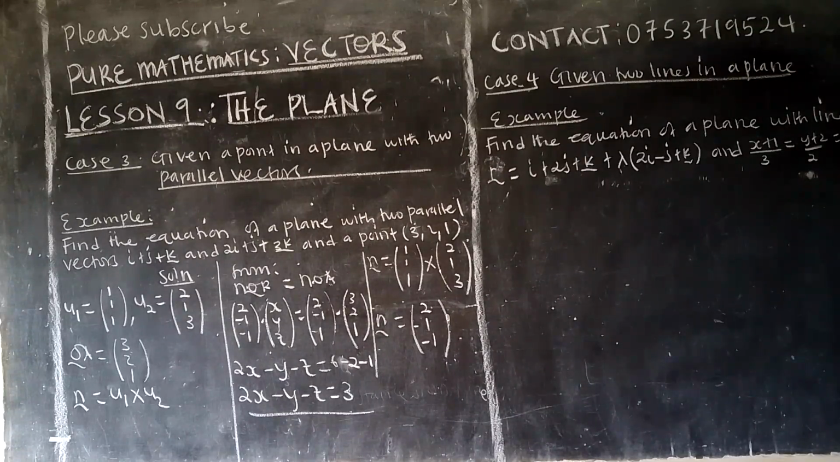So now in our solution, those lines there, you must be able to get the parallel vectors. I said the parallel vectors are got from the denominators, or the coefficients of lambda, which give us the parallel vectors u1 and u2.